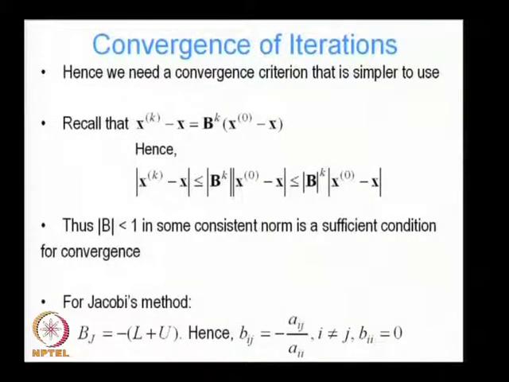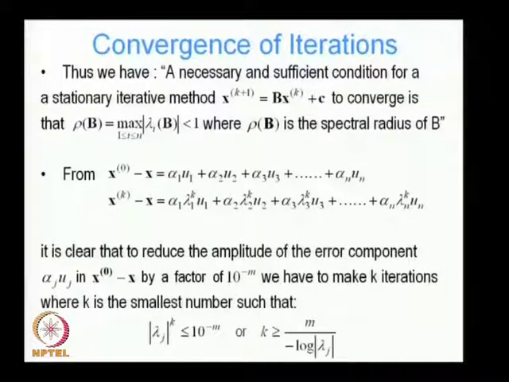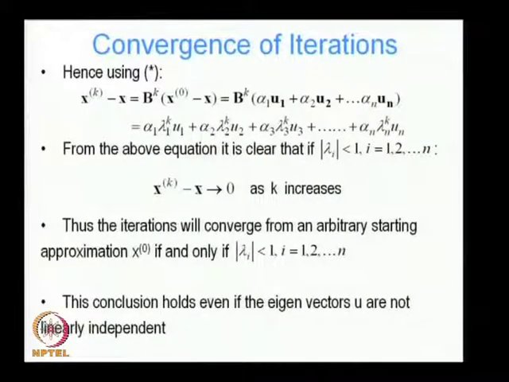Let us recall that we can write x^k minus x is equal to B^k (x^0 minus x). We have seen that before. Where have we seen that? We have seen that right here. x^k minus x is equal to B^k (x^0 minus x).